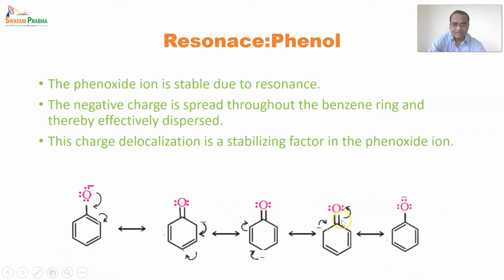Here it can be seen that as soon as the new bond has formed, simultaneously the pi bond between carbon and oxygen breaks, and the lone pair of electrons has been transferred onto the oxygen. Again you can see that there are three lone pairs of electrons with a negative charge on the oxygen. So in this way the phenoxide ion delocalizes the charge on it, and these are all the resonating structures of the phenoxide ion.